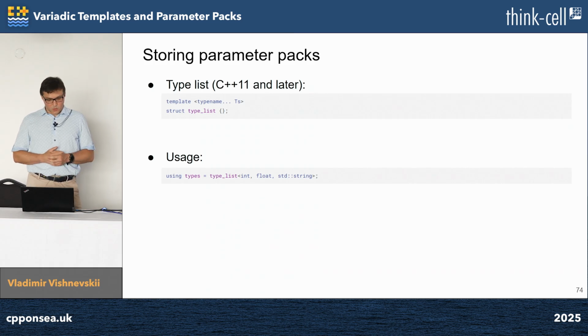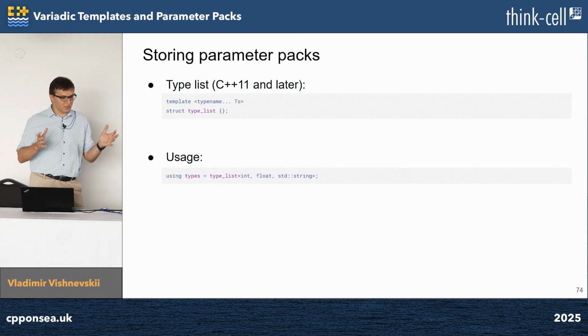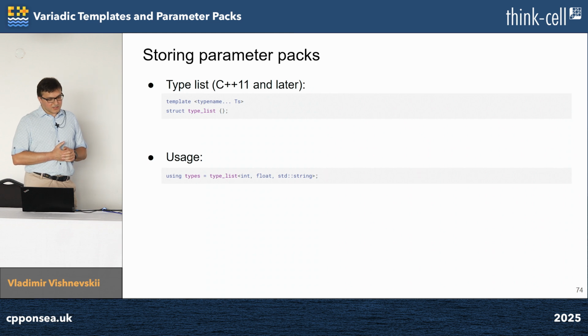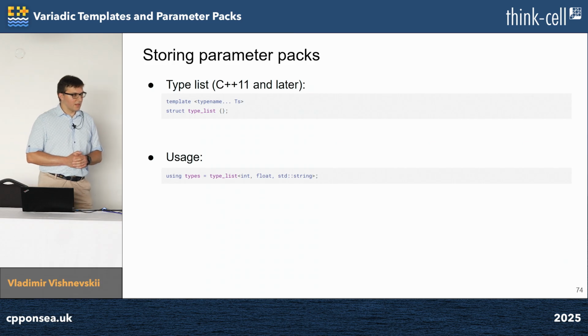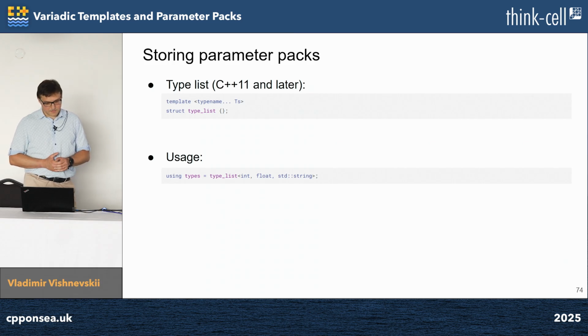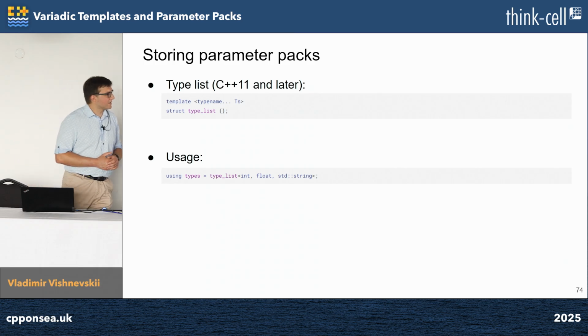Another topic would be, we saw the parameter packs. We could actually operate on them. We could transform them. In some applications, it actually would be quite convenient to store them. And how can it be done? Using a very simple facility that is called type list here. What it is, it's actually just a variadic template that has no fields, nothing.